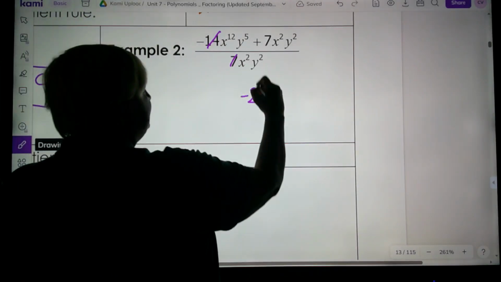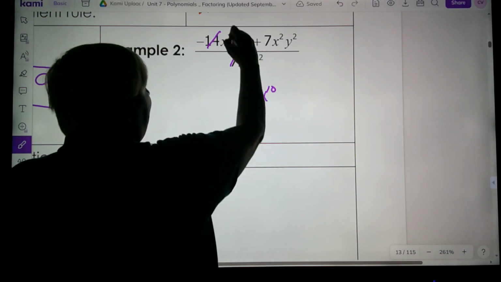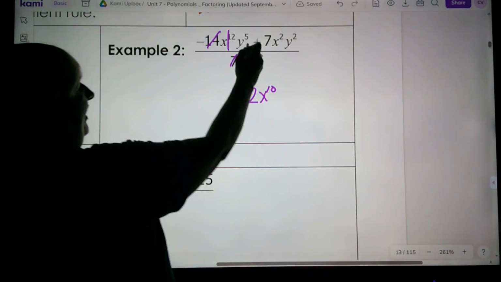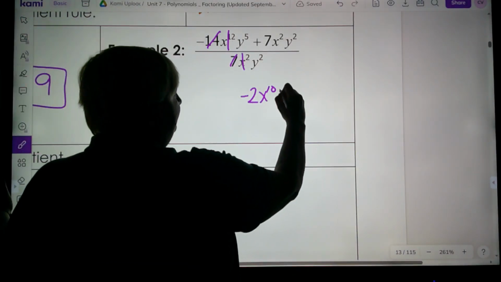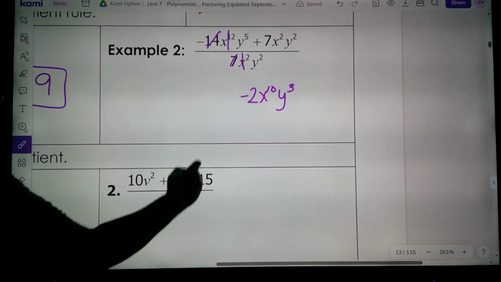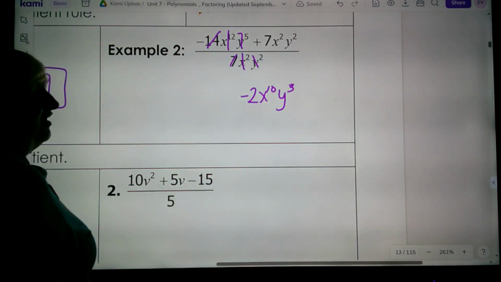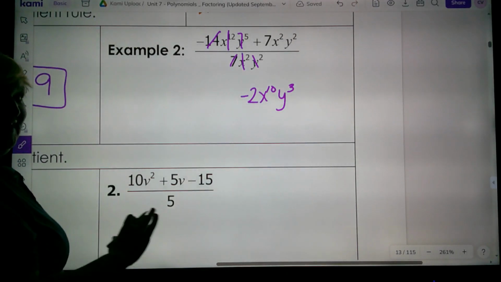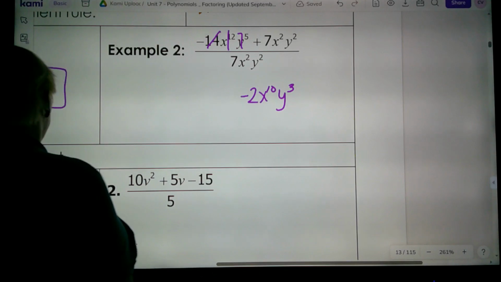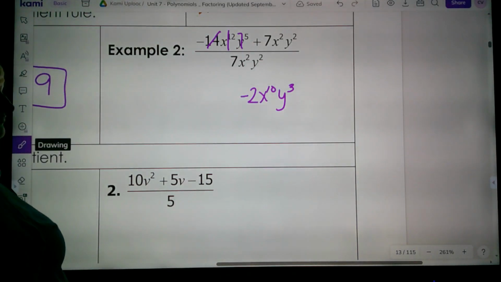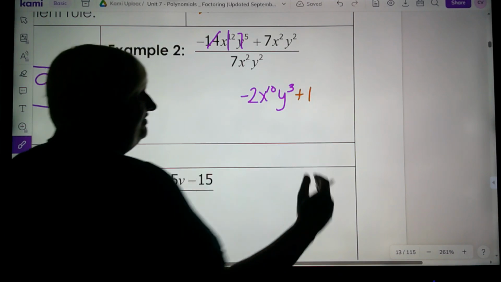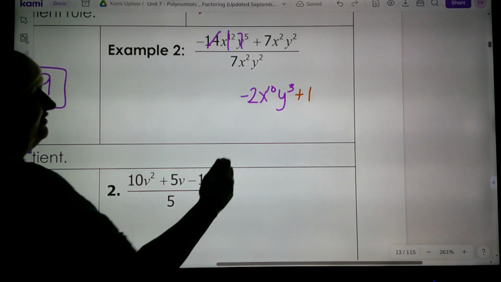All right, so x to the 10, that took care of that and that. y to the 5 divided by y squared, 5 minus 2 is 3. And that took care of that and that. I'm marking them out so that I know I did everything. Now, I'm going to erase the bottom because I'm going to use it again. 7 divided by 7 is 1. You can put the invisible 1, but you don't have to.